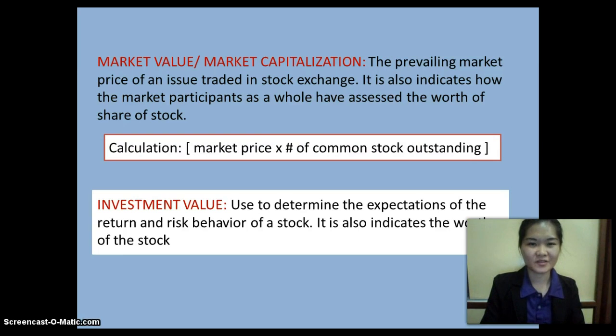I will proceed to the last way, which is investment value. Investment value is normally used to determine the expected return and risk behavior of a stock. It also indicates the worth of the stock, and in investment value, this is the most important base to the stockholder.